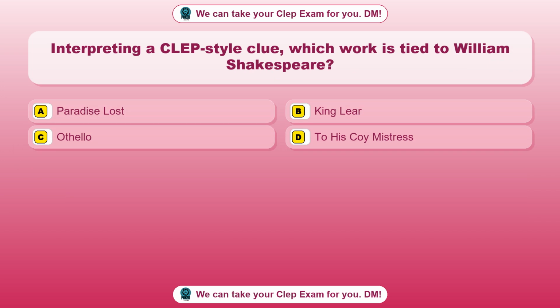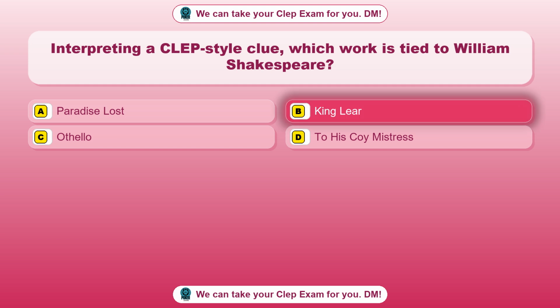Question 25. Interpreting a CLEP-style clue, which work is tied to William Shakespeare? Option A. Paradise Lost. Option B. King Lear. Option C. Othello. Option D. To His Coy Mistress. The correct answer is option B.